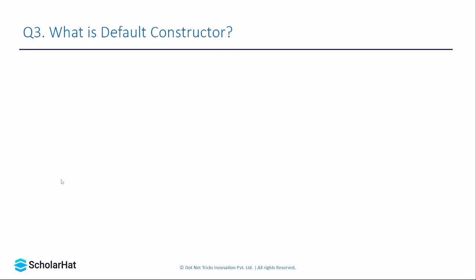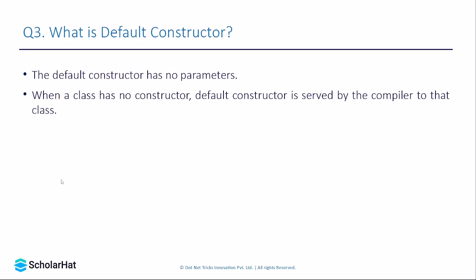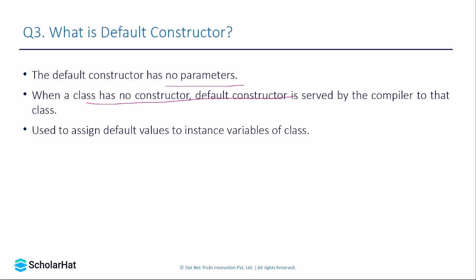What is a default constructor? A default constructor has no parameters. When a class has no constructor, the default constructor is supplied by the compiler to that class. Remember, we discussed that whenever we create an object, a constructor is invoked. Suppose you have not created any constructor in a class, then a default constructor would already be there, supplied by the compiler. It has no parameter, and that's why it is called a default constructor. It is used to assign a default value to instance variables of that class.